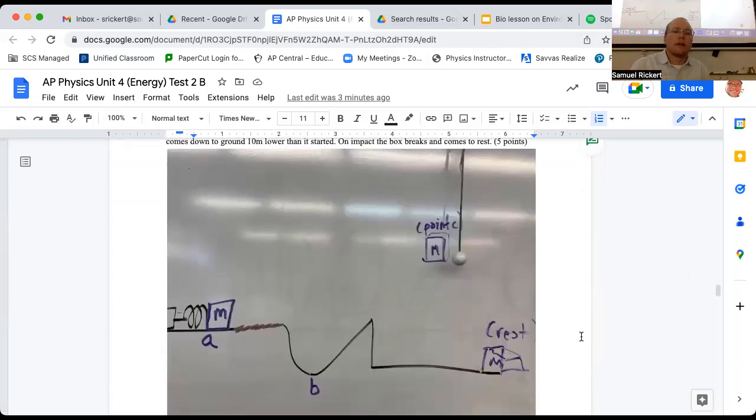Now for the brand new question worth 5 points. So as drawn, we see we definitely have a spring. So we're going to have spring energy. We see a weird green brown patch. So there might be some friction. Then we go down a hill and up a hill.